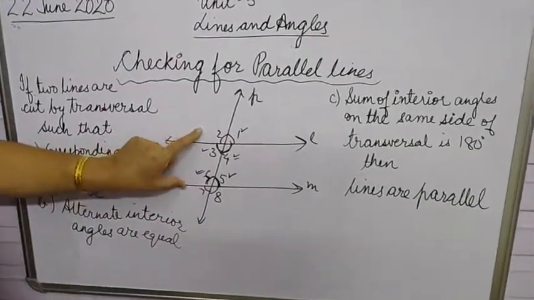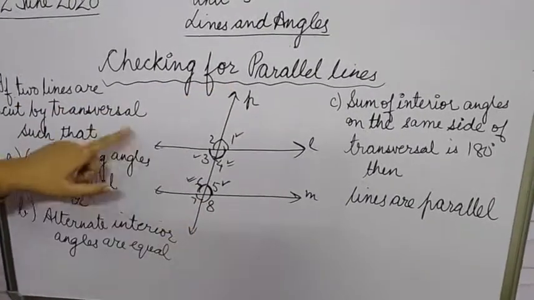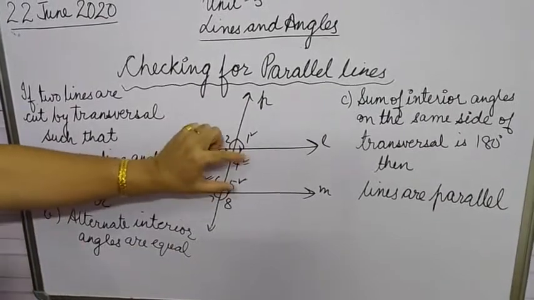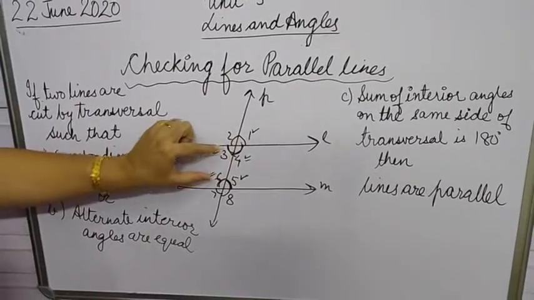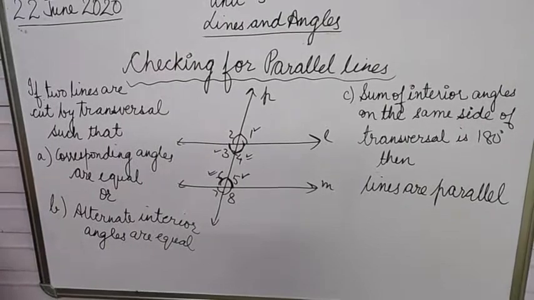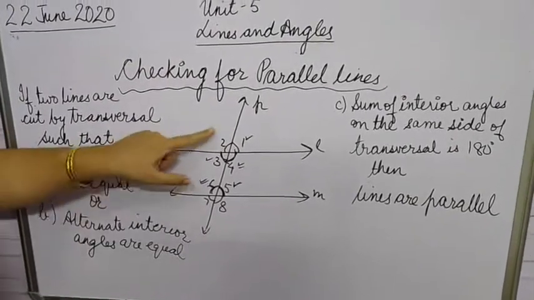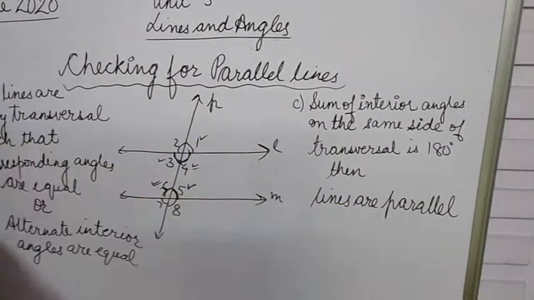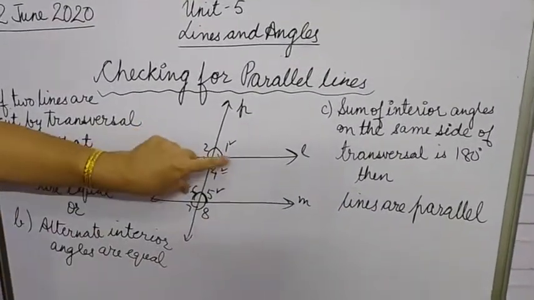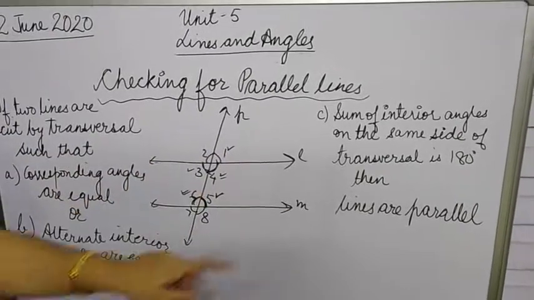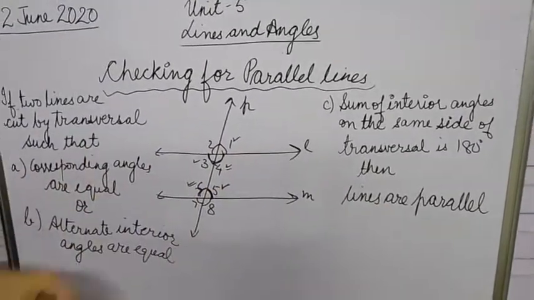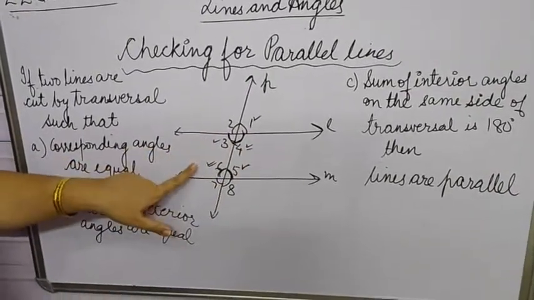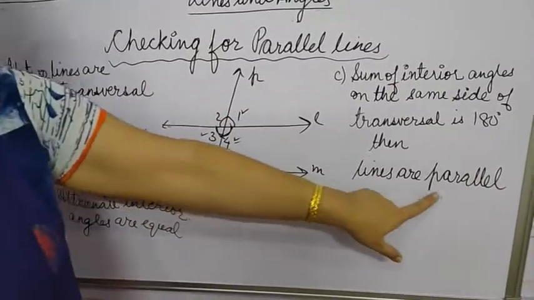Whenever lines are parallel, and are cut by a transversal, corresponding angles are equal, alternate angles are equal, and the sum of interior angles on the same side of the transversal is 180. Somewhere if you find out that corresponding angles are equal, it means these lines are parallel. If you find out that alternate interior angles are equal, then you can say lines are parallel. If you find out that the sum of interior angles on the same side of the transversal is 180, then you can say that lines are parallel.